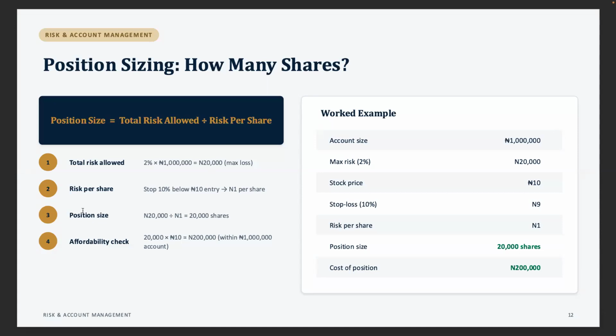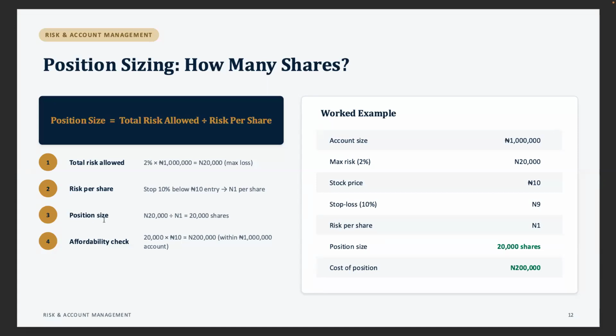Now, the next question you want to ask is, what is my risk per share? Assuming that this stock is currently trading at 10 naira. And in the Nigerian stock market, your stock cannot fall more than 10%, and it cannot rise more than 10% in a day. So let's assume that I'm stopping at 10% loss, which means I'm risking just 1 naira per share. That means if I buy it at 10 naira, it can drop to 9 naira. I'm willing to accept a loss of 1 naira per share.